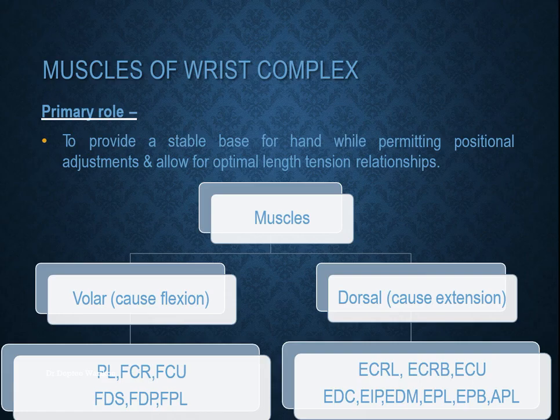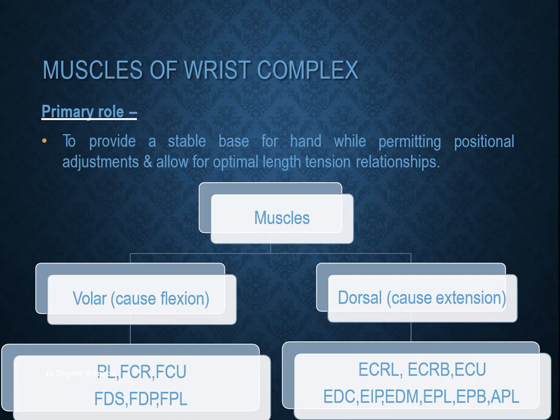So now, what are the muscles of the wrist complex? The primary role of the muscles of the wrist complex is to provide a stable base for the hand while permitting positional adjustments that allow for an optimal length tension relationship in the long finger flexors. So the muscles will be divided into two basic components, the volar muscles and the dorsal muscles. Volar muscles of the wrist mainly cause flexion, and dorsal muscles mainly cause extension.